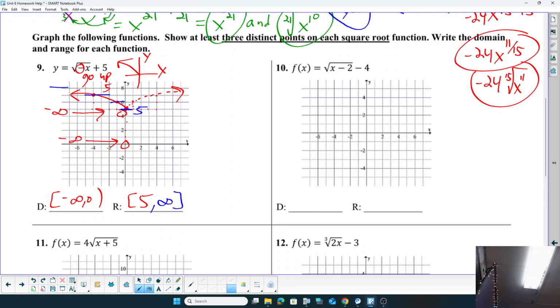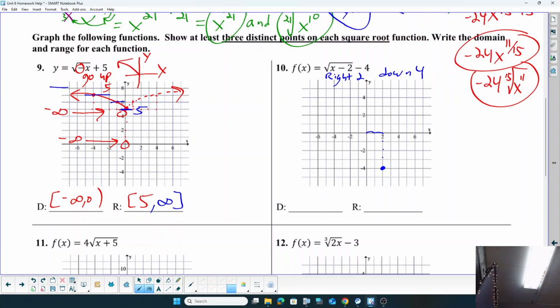Number 10, super easy. Is it left 2 or right 2? You say it out loud. Go ahead, I'm waiting. Left 2 or right 2? What is it? Good. It's the opposite of what you think. So that 2 is actually going to be right 2 and down 4. So we go right 2 and down 1, 2, 3, 4. So that's our new origin.